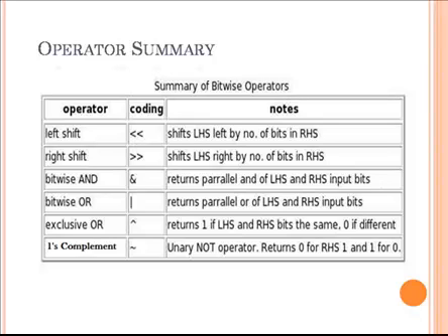C supports 6 types of bitwise operators. They are left shift operator, right shift operator, bitwise AND operator, bitwise OR operator, exclusive OR operator, and ones complement operator. We will discuss each of them one by one.